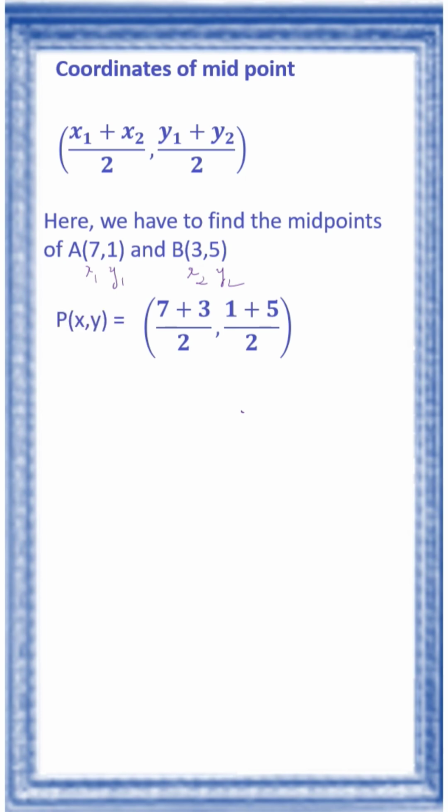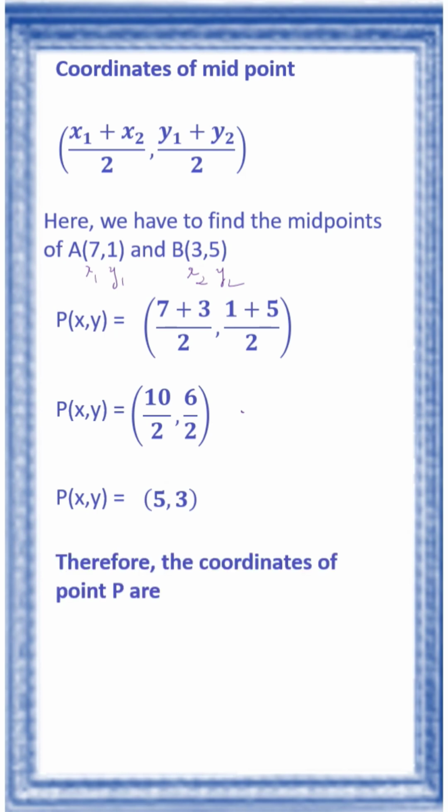That is the coordinates of P, x comma y. Now the coordinates of P are (7 plus 3) by 2, which is 10 by 2, and (1 plus 5) by 2, that is 6 by 2. So the coordinates of P are 10 by 2 is 5, 6 by 2 is 3, that is 5 comma 3. Therefore the coordinates of the point P are 5 comma 3.